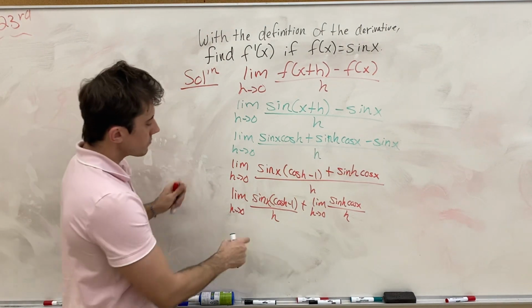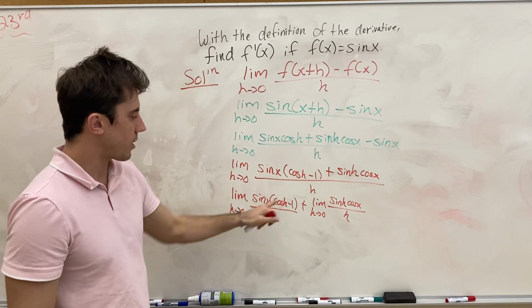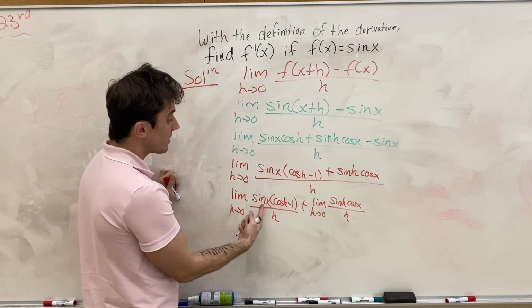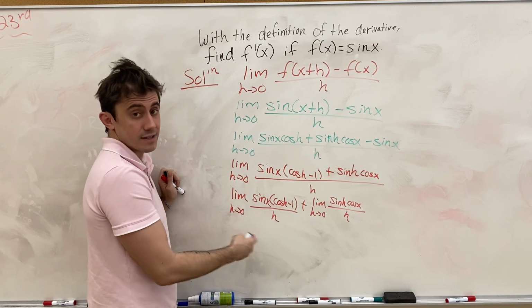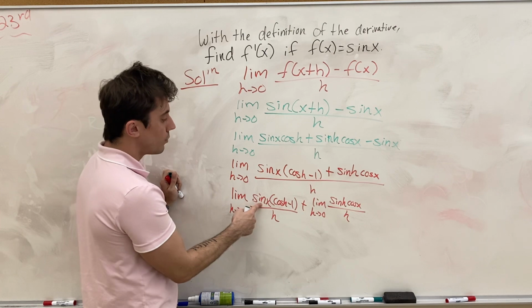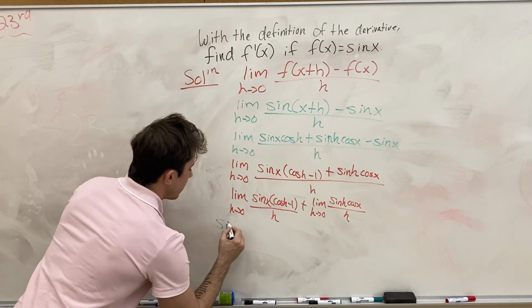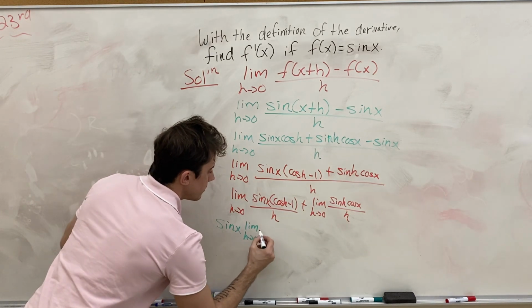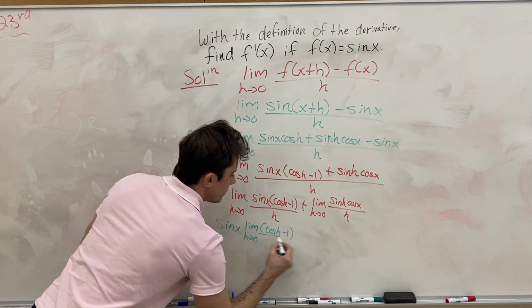Now, this first part, the limit as h goes to 0 of sine x times the bracket cos of h minus 1: the sine x is multiplying through up front, and sine of x has nothing to do with h, which is the variable that our limit is based on. So we can pull that sine x out front. We can write this as sine x times the limit as h goes to 0 of cos of h minus 1, all over h.